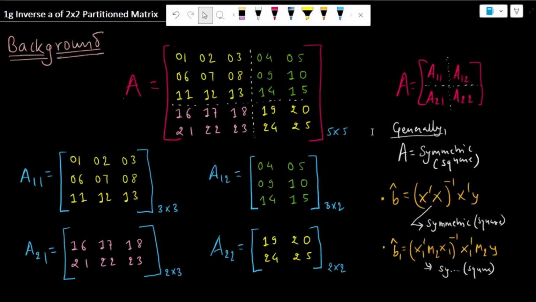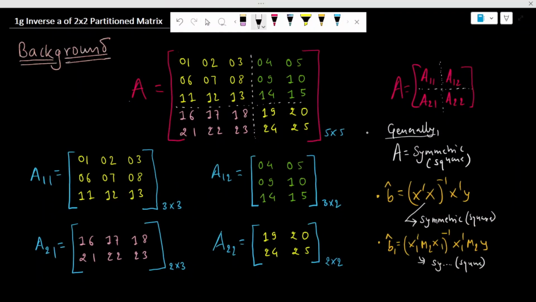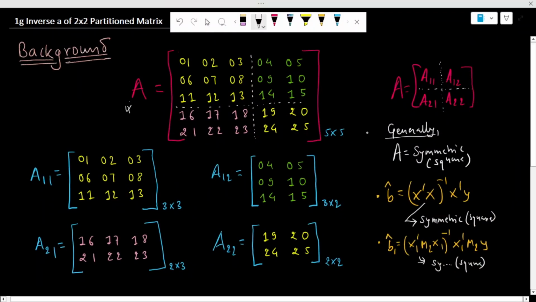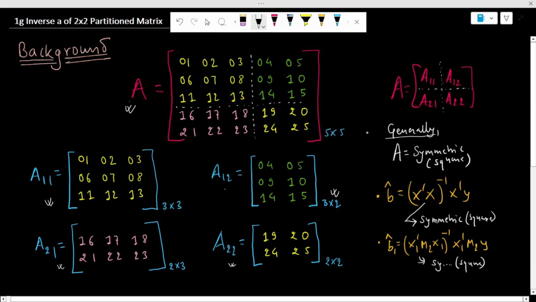In this video, we will calculate the inverse of a 2 into 2 partition matrix. First of all, let us partition a matrix A. We have a matrix A of order 5 into 5, a square matrix, and we partition it into 4 matrices, in which matrix A11 is a square matrix of order 3 into 3, matrix A12 is of order 3 into 2, matrix A21 is of order 2 into 3, and matrix A22 is a square matrix with order 2 into 2.